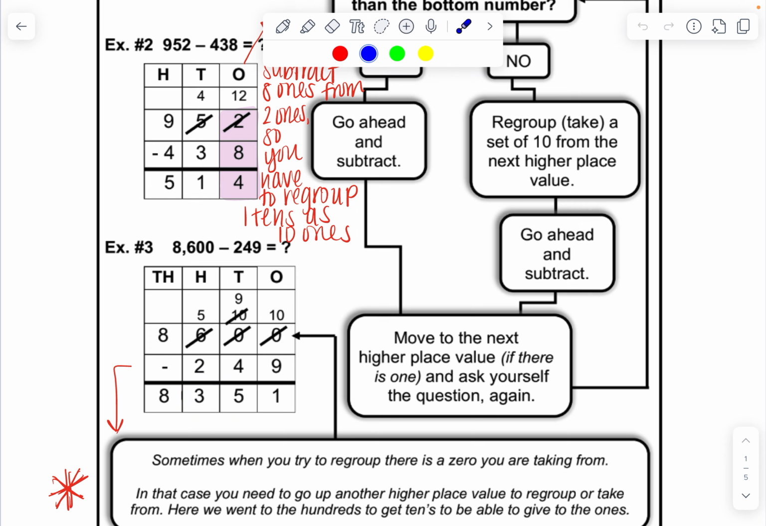And then in my thousands place, I don't have any digits to subtract. That subtraction sign should have been here, and there should have been a 0, by the way. But 8 take away nothing is 8, right? So these are the questions.